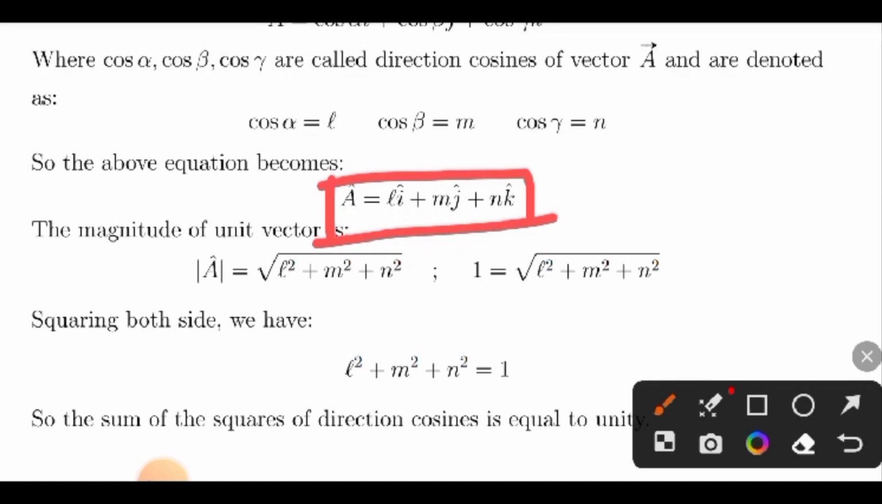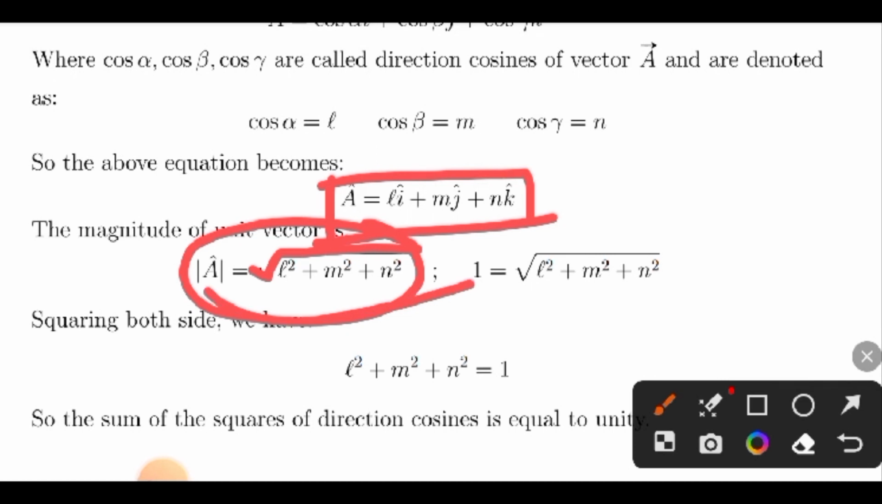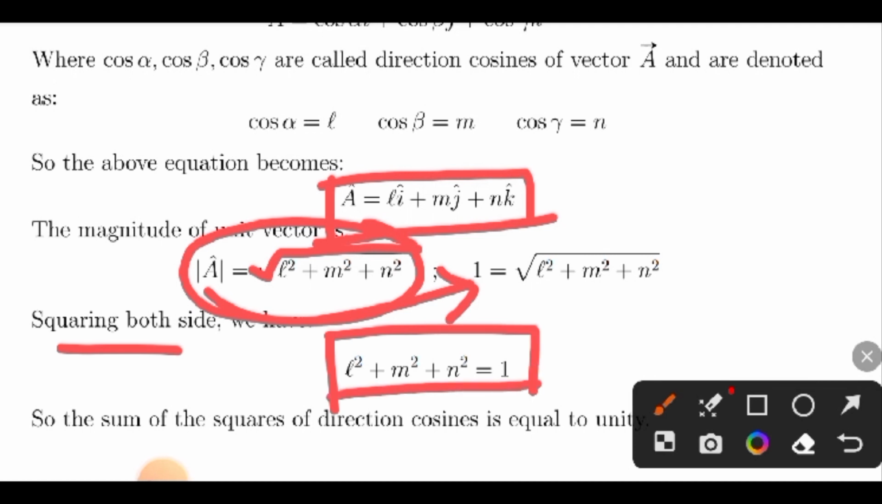In order to find the magnitude of this unit vector, we can write it as the sum of the squares of its components, L square plus M square plus N square, and the whole square root. We know that the magnitude of a unit vector is equal to 1. So on the left hand side, 1 is equal to the square root of L square plus M square plus N square. By squaring on both sides, we have the final equation: L square plus M square plus N square is equal to 1. So the result is that the sum of the squares of the direction cosines is equal to unity.